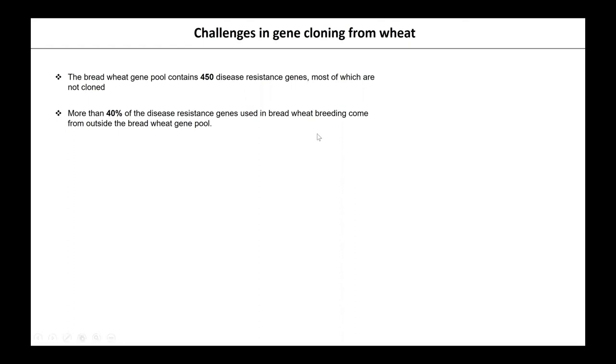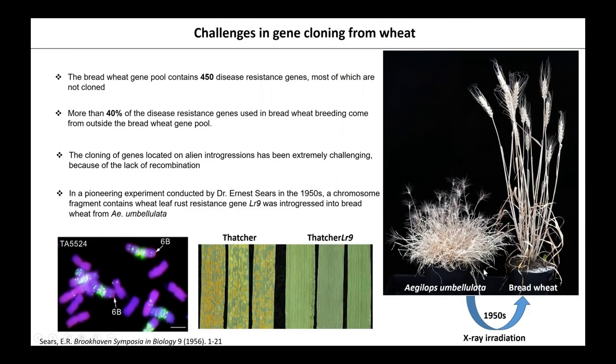recombination. In a pioneer experiment conducted by Dr. Sears in the 1950s, a chromosome segment that contains wheat leaf rust resistance gene R9 was introgressed into bread wheat from the wild grass Aegilops umbellulata, through interspecies crosses and radiation-mediated chromosome breakage and relocation. Such non-homologous chromosome translocation suppresses recombination completely, which means it's almost impossible to clone R9 using traditional map-based cloning.